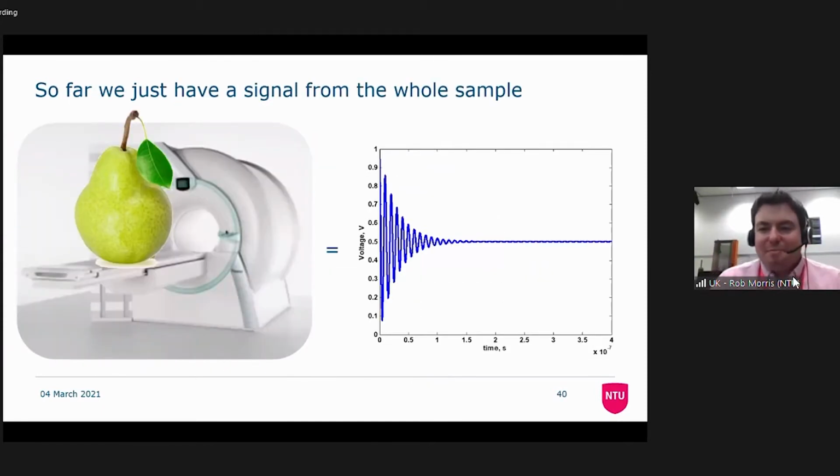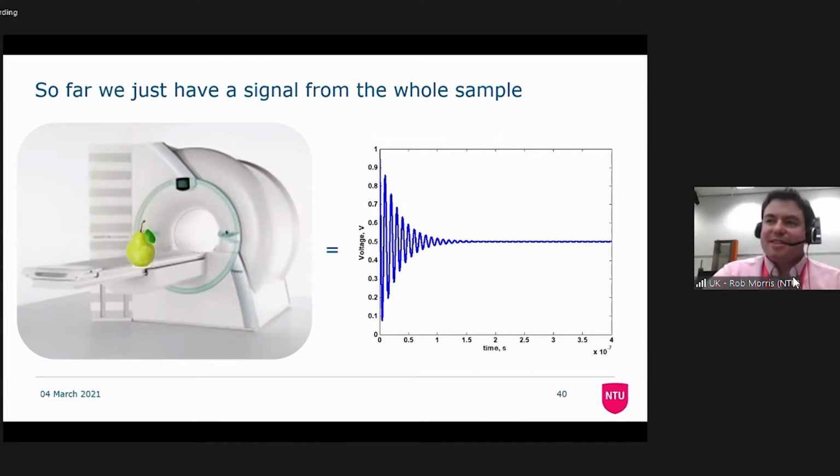So, deep breath, we've finished the bit now, which everyone else has spoken about. Now we're ready to start to go on to the imaging part. If we just put our pair into our MRI scanner and put it inside, all we've learned about so far is enough to give us this kind of ring down relaxation signal, which you can see here.